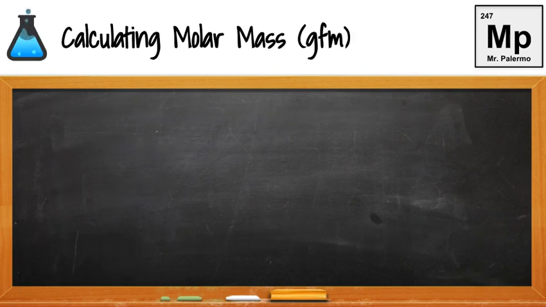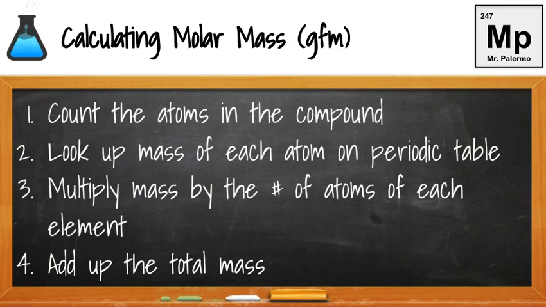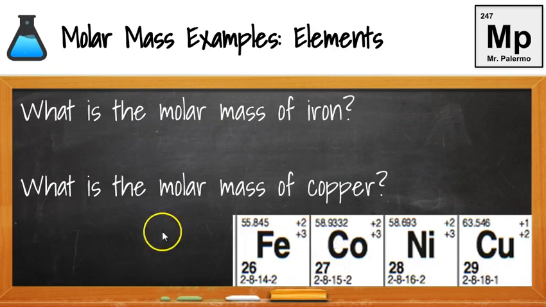So how do we calculate that out? First thing you do, count the number of atoms in the chemical formula in your compound. You're going to look up the mass of each of those atoms on the periodic table, and then you're going to multiply the mass by the number of atoms that you have. And once you add all those up, that's the total mass. That's the GFM, the gram formula or molar mass of that substance. So let's see some examples.